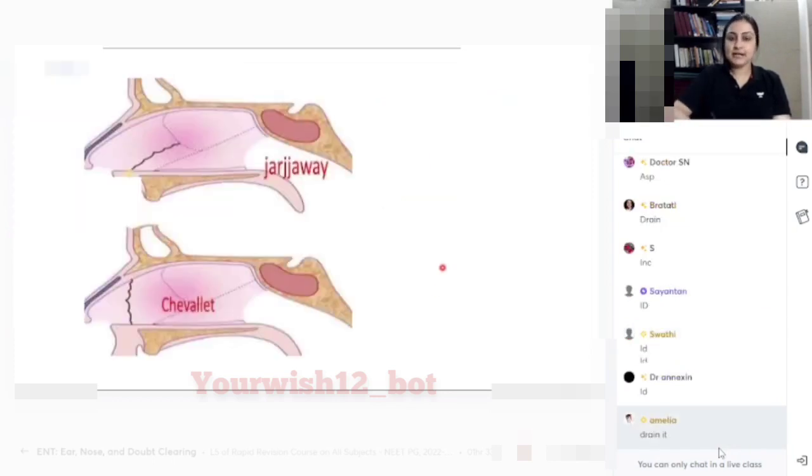Treatment is I&D. Septal fractures कर लें. सेप्टम के फ्रैक्चर दो टाइप के होते हैं, Jarjavay and Chevallet. Jarjavay is what?